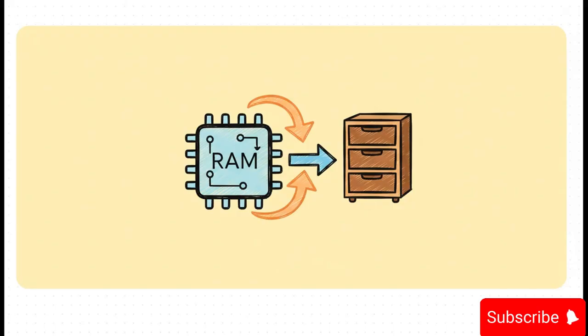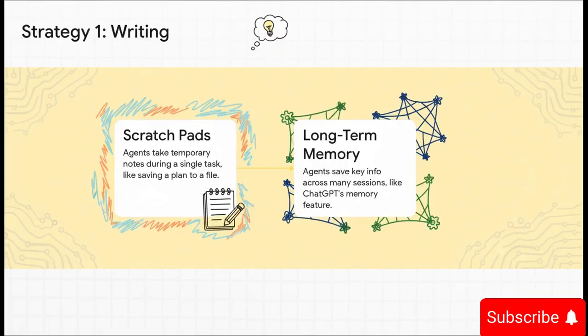Let's go right back to our computer analogy. Writing is basically like saving information to a long-term hard drive. You're taking it out of that active RAM to store it safely for later. Selecting is the exact opposite. It's like loading a specific file from that hard drive back into RAM, but only at the precise moment the agent actually needs it. Let's break down that writing strategy a bit more.